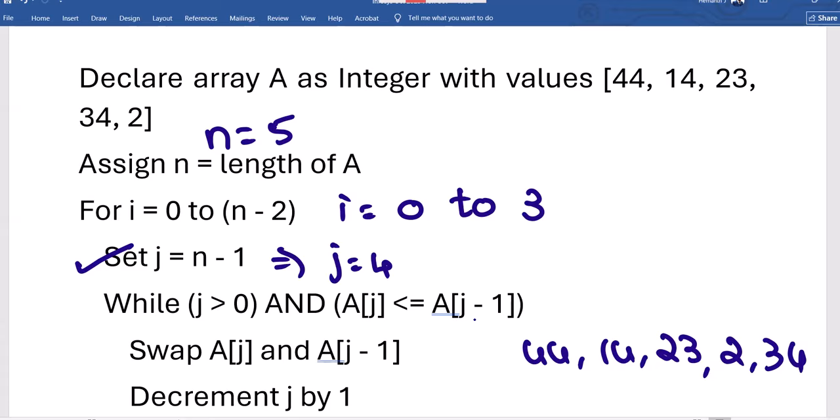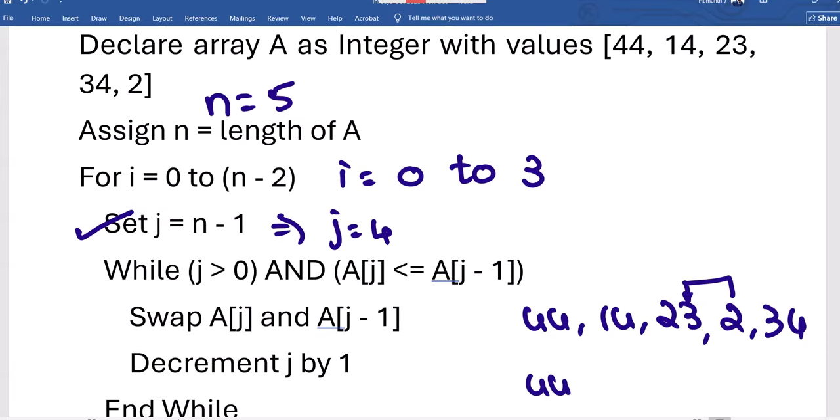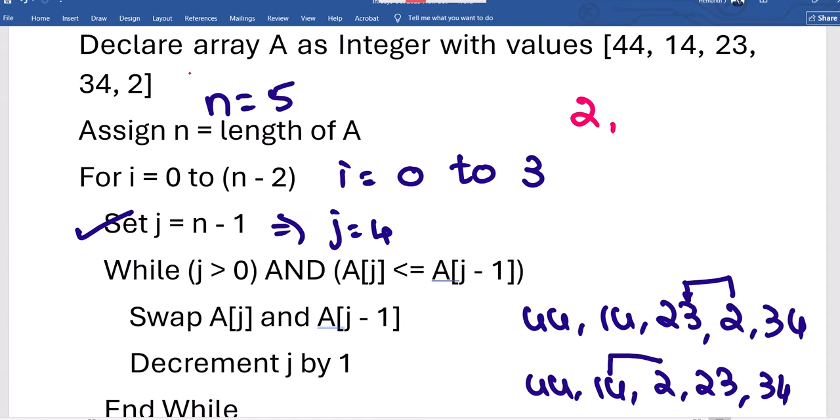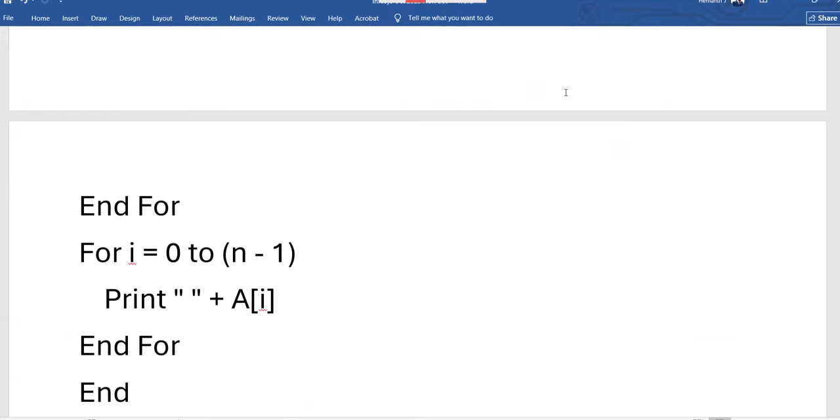Next, again J decreases by 1, and it will compare this one with this one. Then it will swap. It will become 44, 14, 2, 23, 34. Next J decreases by 1, it will check like this. If we completely do this iteration from I0, then I1, I2, I3 like that, it will put the entire numbers in ascending order. This should be the outcome. But how to print: don't give commas, as they have given, it is space.